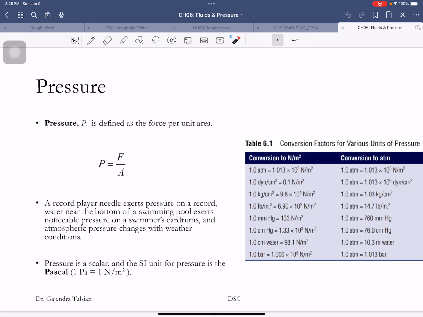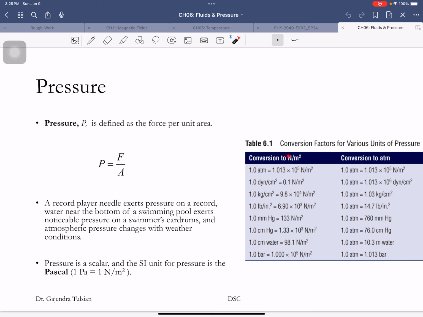Okay, and so the units in which pressure is measured: force is measured in newtons, area is measured in meters squared, and the units for pressure are newtons per meter squared, which is named a Pascal after Mr. Pascal.